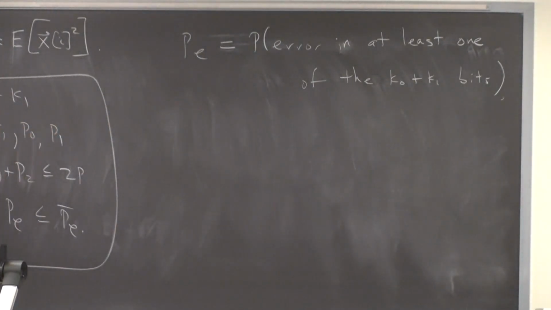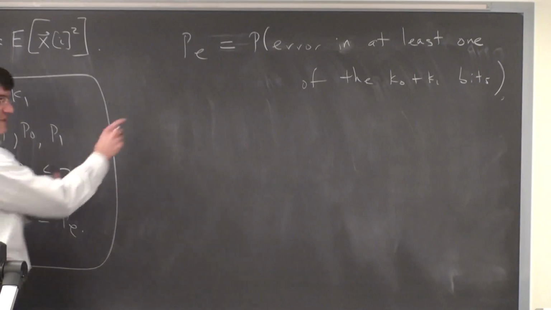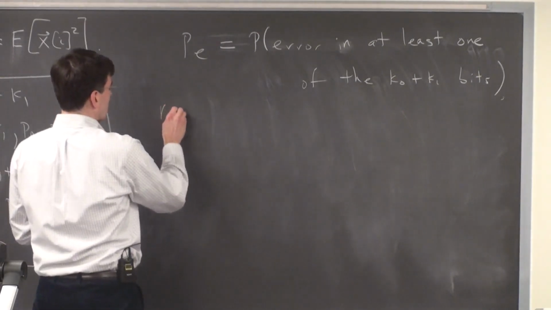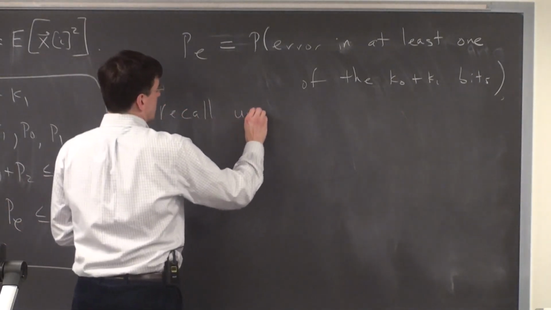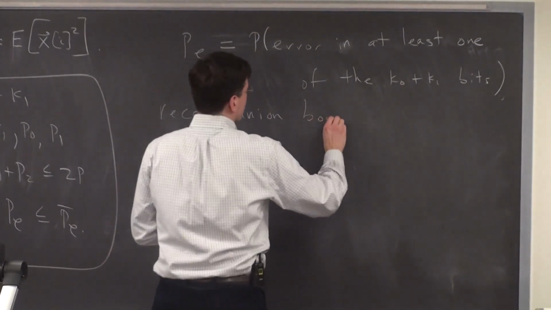All right, so we're not going to solve this exactly. We're going to do an approximate solution of this. And here's the first approximation right here, what's called the union bound.